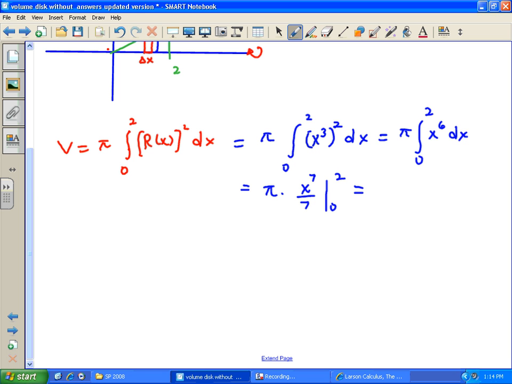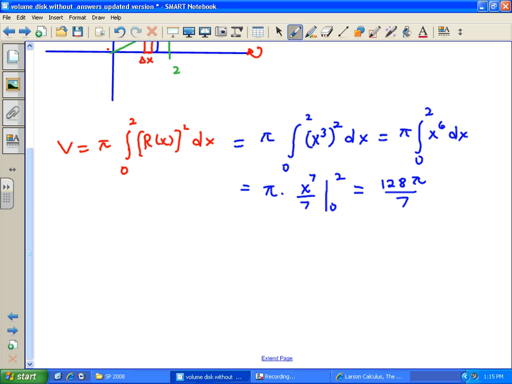What did you get? 128 pi over 7. Usually we're not going to put units, but whatever the units of the given problem were, let's say the x distances were in inches or feet, whatever the units are, the final answer would be cubic units of the same unit. So if you use feet to graph your function, the final answer would be cubic feet for the volume.